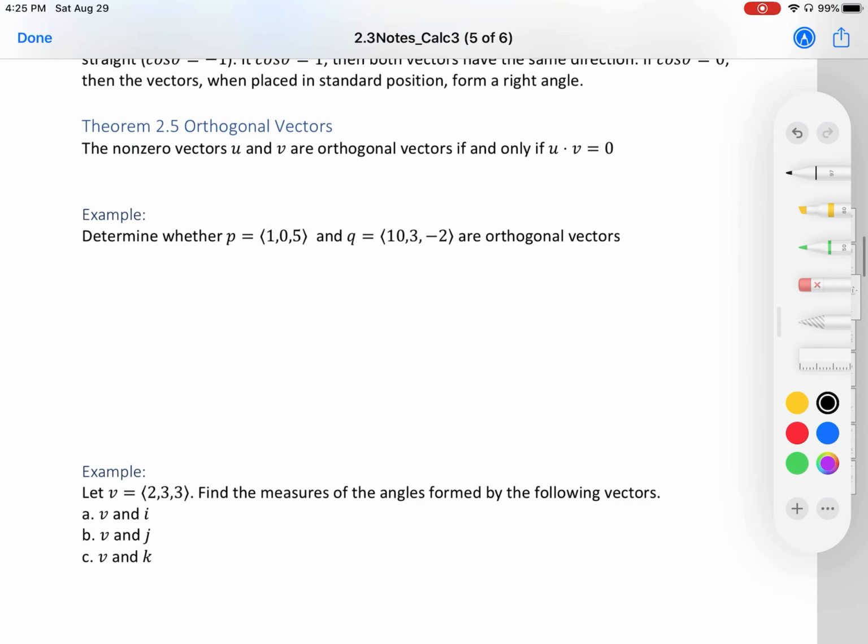Theorem 2.5, orthogonal vectors. The non-zero vectors u and v are orthogonal vectors if and only if the dot product of u and v equals 0. When we say orthogonal, it means that they meet at a right angle.